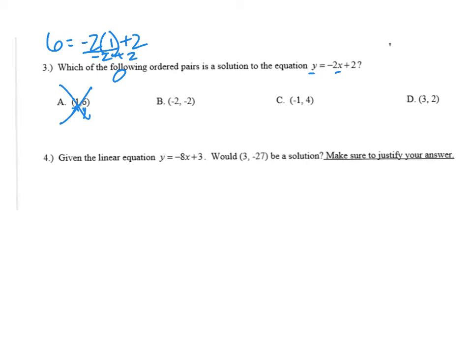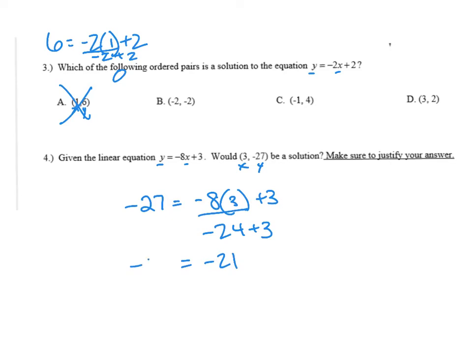Same thing down here. I've got an x and a y, other way around, sorry. X and y, and I'm going to plug them in. Y is negative 27 equals a negative 8 times x plus 3. So negative 8 times 3 is a negative 24 plus 3 gives me, I believe, a negative 21. That does not equal negative 27. So would it be a solution?